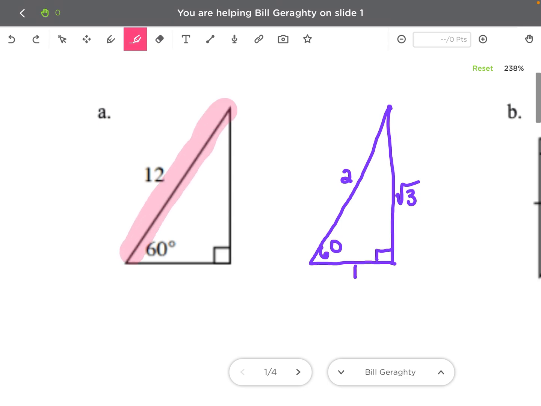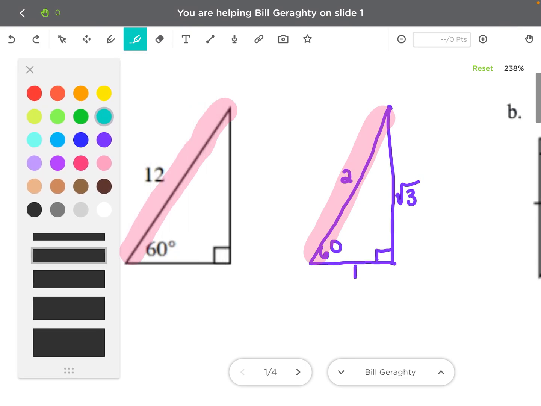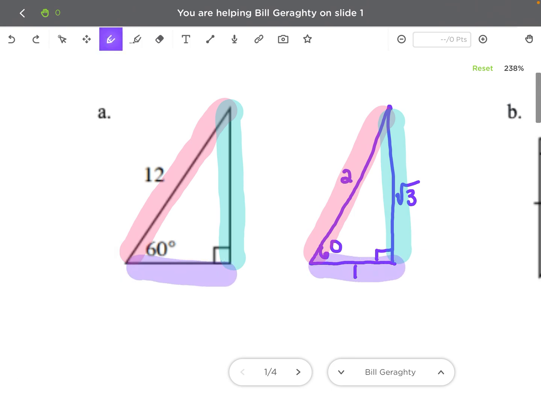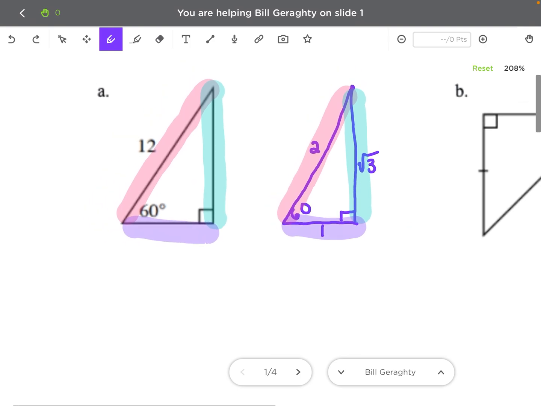Next thing we did was we started to highlight the similar sides, if you will. Okay, and then we write our proportions from there. So we have our similar sides. So we're going to do this pink side over this pink side. And then we're going to do, I'm just going to call it the purple side, and I'll call this X. The purple side over the purple side.